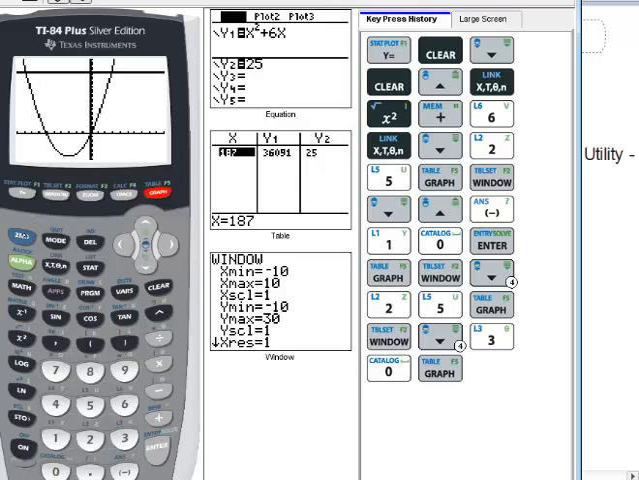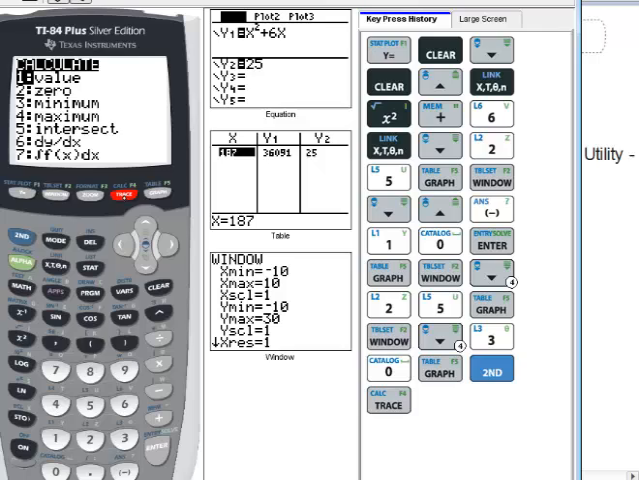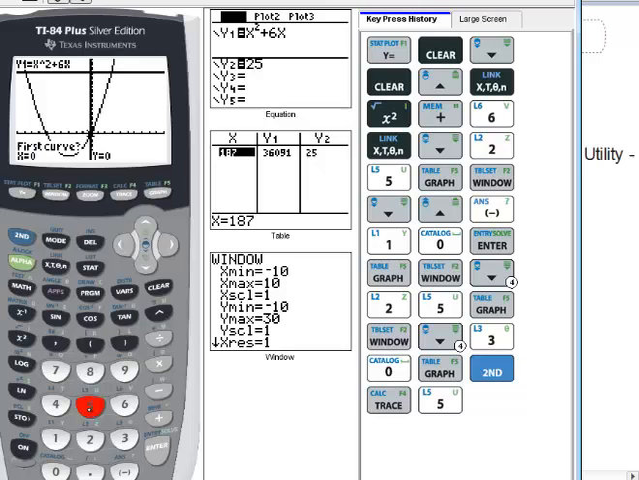So now we need to find the intersection between these two. To do this, you would go to Calculate, which is right above the trace button, and you would choose number 5 for intersect. And notice the calculator first asks what curve you want to find an intersection between. The first curve has a cursor blinking, and it says that it's on the curve x squared plus 6x. So I'm going to hit enter to accept that. And then the cursor jumps to the second curve, which you can see at the top says y2 equals 25. So I'm going to choose that.